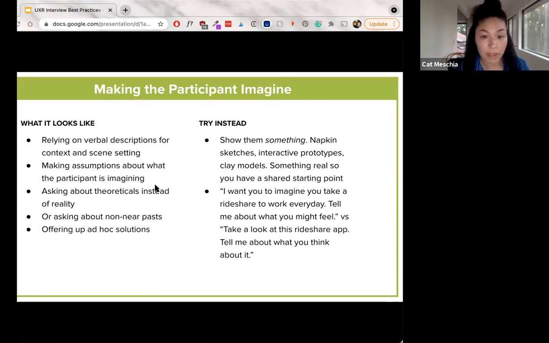So a way to circumvent this is to show them something, anything. This can be napkin sketches. If you have a designer on your team, it could be interactive prototypes, just anything that you can use as a shared frame of reference, even if they have questions about what they're looking at. For example, instead of having someone imagine a scenario, you can walk them through the scenario.